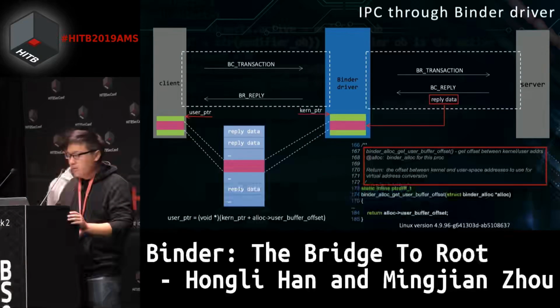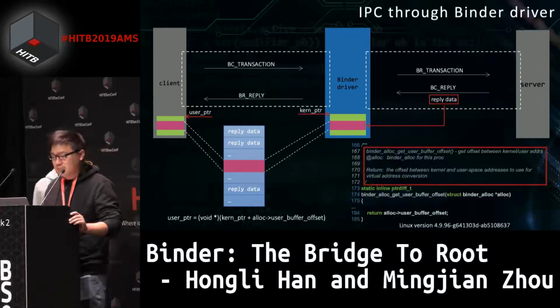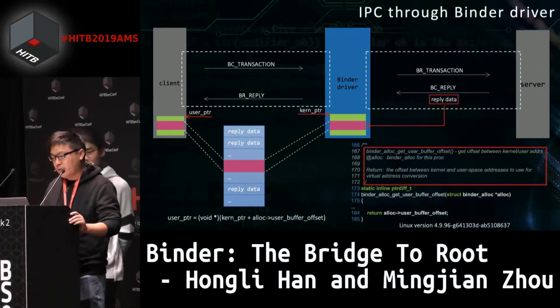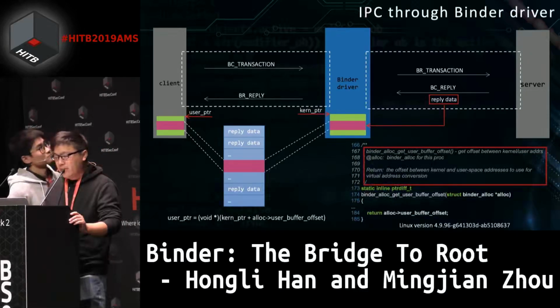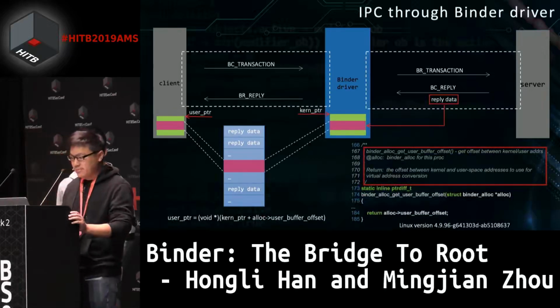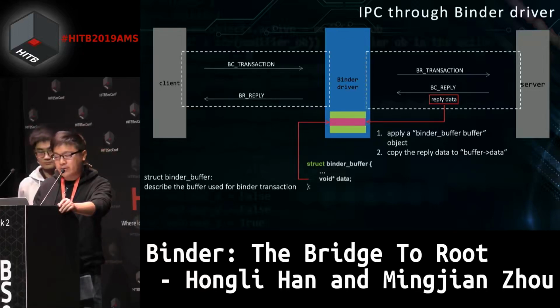The client, the driver, and the server share the same physical memory. The client maps the memory to its own address space and accesses it with a user pointer. The driver accesses the memory with a kernel pointer. There is a mapping between the kernel pointer and the user pointer. The driver uses the struct bundle buffer to describe the buffer used for transaction.